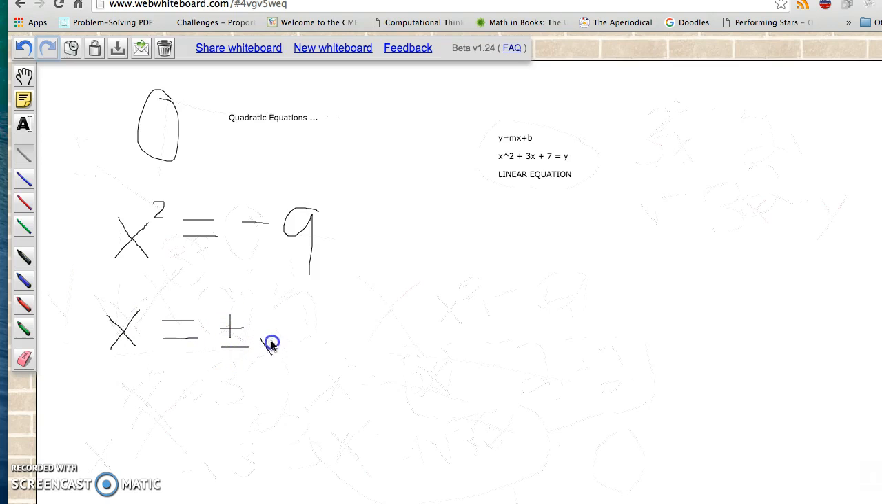But, okay, I know what the square root of 9 is, right? So maybe I could factor it, which means break it down into things that it multiplies to. So x is plus or minus the square root of negative 1 times 9. And that times the square root of 9, sorry, that's 3. So it's plus or minus 3 times the square root of negative 1. But whoa, what is the square root of negative 1?